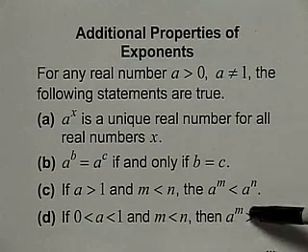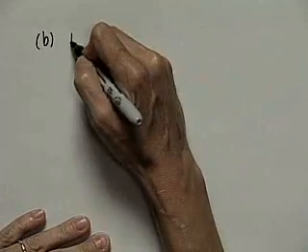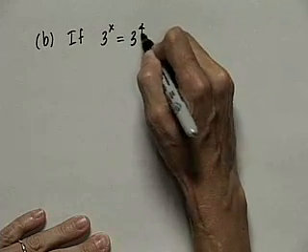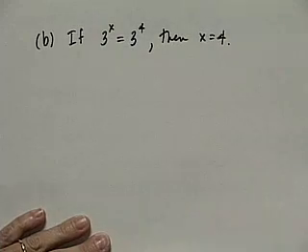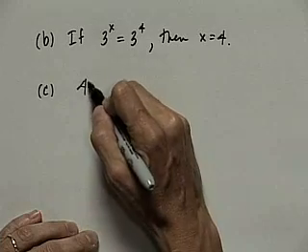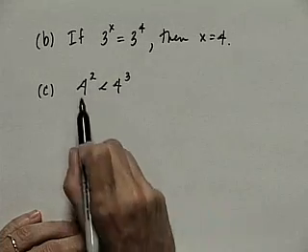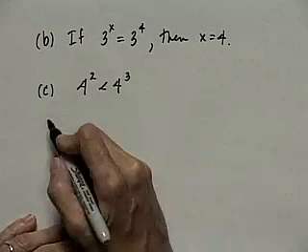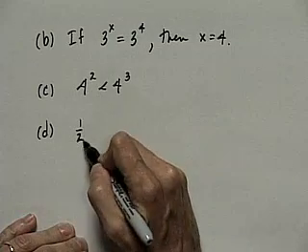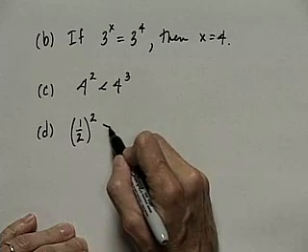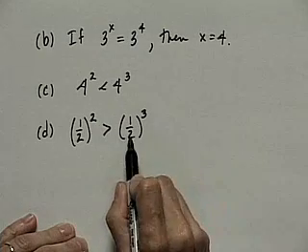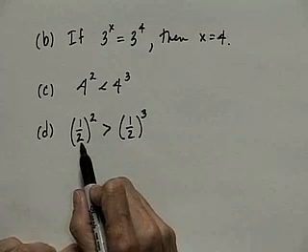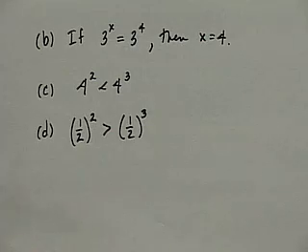Let's look at just some quick examples of these properties to make sure you understand them. One example for property B is something like, if 3 to the x equals 3 to the 4th, then it must be true that x equals 4. And for property C, I can say something like 4 squared is less than 4 cubed. Notice that 4 corresponds to a in the property, and 4 is a number bigger than 1. But to illustrate property D, I could say something like 1/2, a number between 0 and 1, squared, is bigger than 1/2 cubed. So if the base is greater than 0 and less than 1, that thing to the 2nd power is bigger than that thing to the 3rd power.